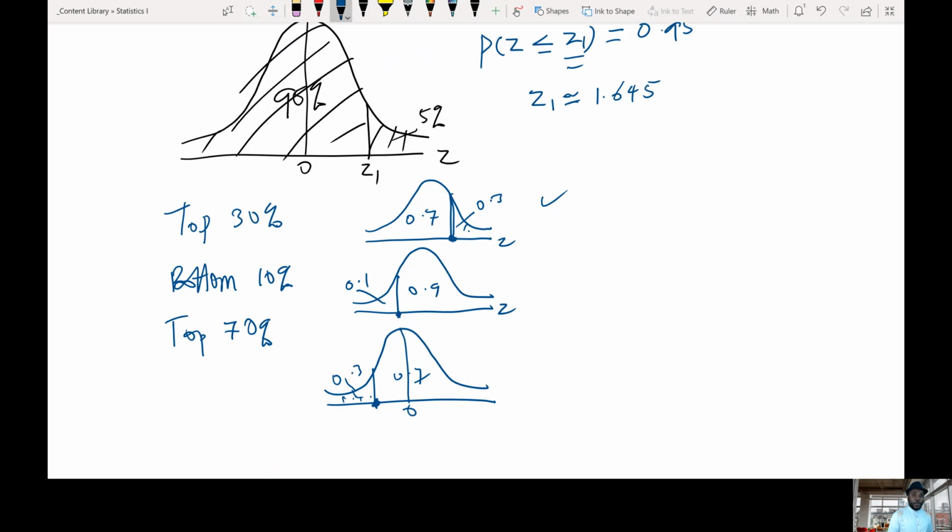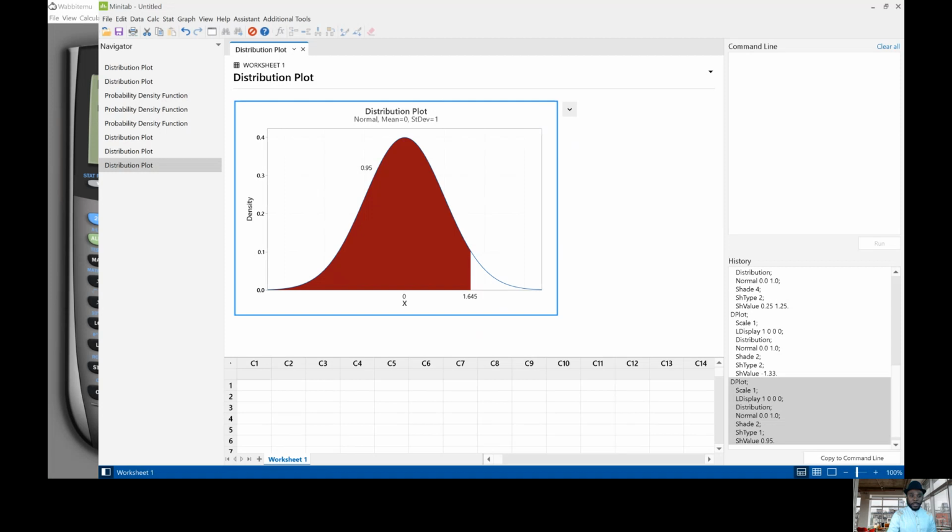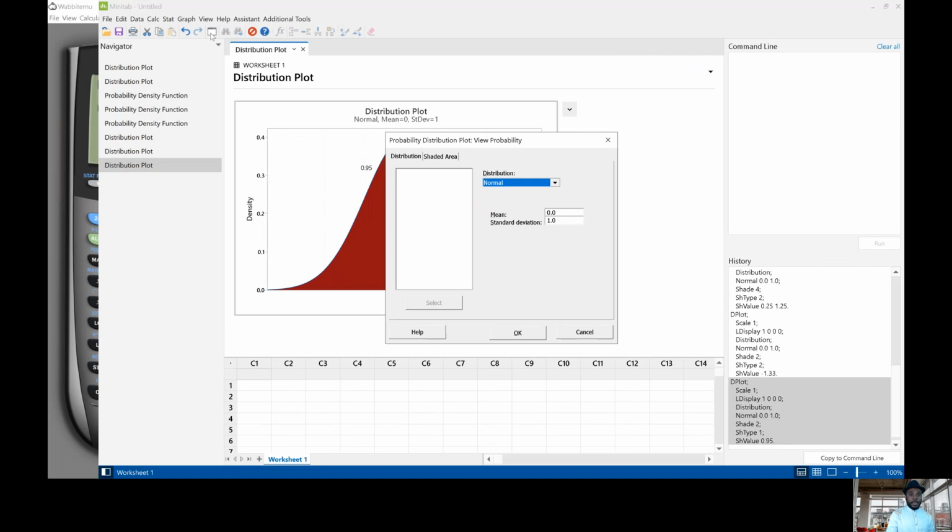All right, so now you know how to find the Z values or the Z scores from the area. Awesome. And just for fun, let's bring back Minitab. Now, let's find some Z values.